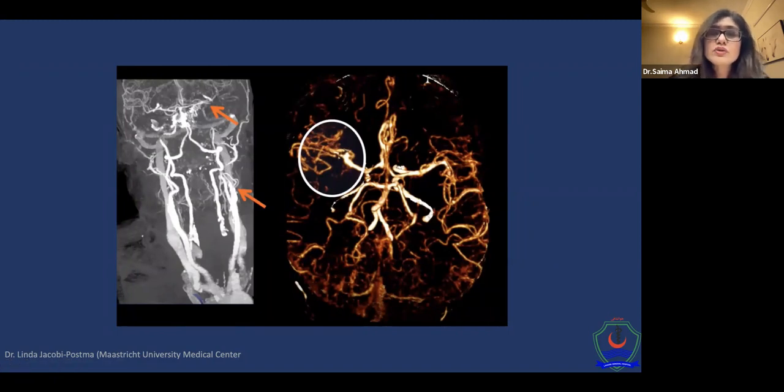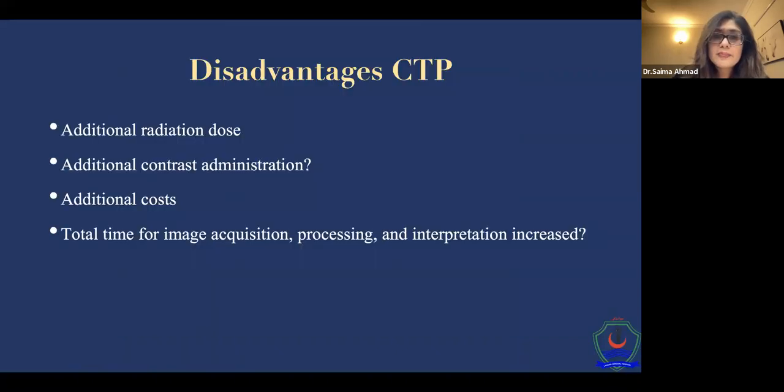So sometimes if you do the CT perfusion earlier, it can guide you to look into the site of the occlusion on the CTA. This is very important as far as distal occlusions are concerned, because you can always miss distal occlusions when you do the CTA early. But on the CT perfusion, you can easily detect the distal occlusions. Of course, there are many disadvantages of the CTP as well, because there is additional radiation dose, additional contrast administration, additional costs, and of course, the total time of image acquisition, processing, and interpretation is increased.